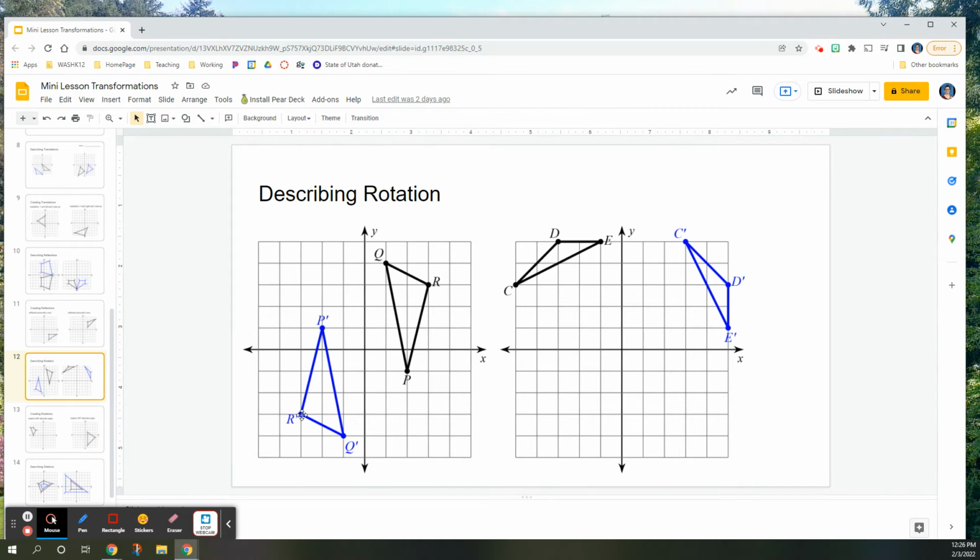Okay, describing a rotation. So for rotations, we're either going to be rotating them 90 degrees or 180 degrees. The way we figure this out is we always start by putting a dot in the origin. All of our lines need to pass through the origin. Now I want to go from this Q to the there. Okay. Let me see if there's an easier way to do this. Not really.